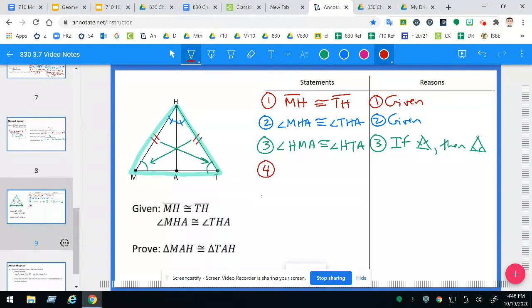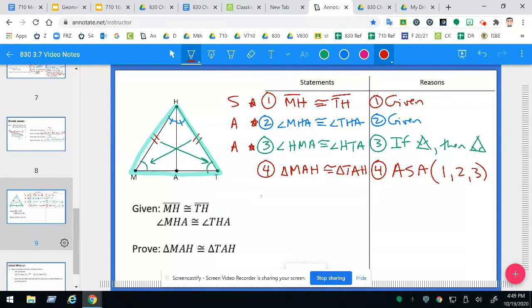I'm going to identify the steps just to make sure. I think I'm there at the proof statement. So this was a side step. This was an angle step. And this was an angle step. All right. And the side is included between the two angles. So I know I've got a good ASA situation here. So I'm going to go ahead, jump right to the proof statement and say triangle MAH is congruent to triangle TAH. And that is because of ASA. And the steps that we cite are 1, 2, and 3.